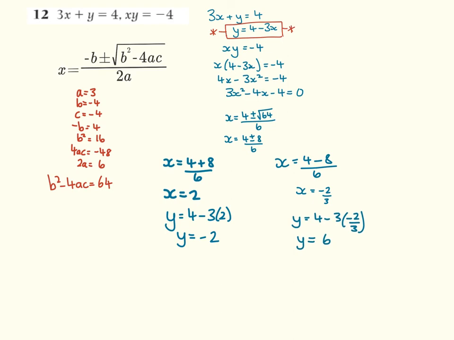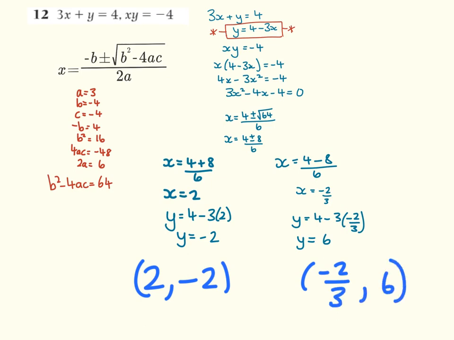So then remember, make sure you got the x and the y paired up correctly, and then present your answers as coordinates at the bottom of those columns. So our one answer is going to be 2, negative 2, and our other answer is negative 2 over 3, 6. That's it, job done. Every single question, I can't stress this enough, every single question is the same. The only decision you're going to have to make is what method you are going to use to solve your quadratic equation. So again, remember my advice.